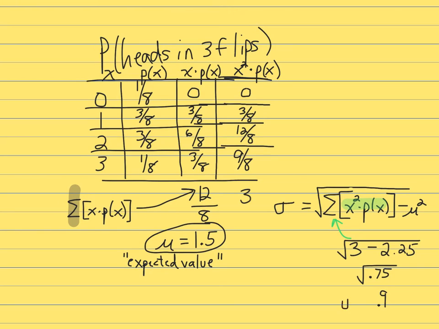Let's label that up with our lowercase sigma. The standard deviation is 0.9, and the mean is 1.5.